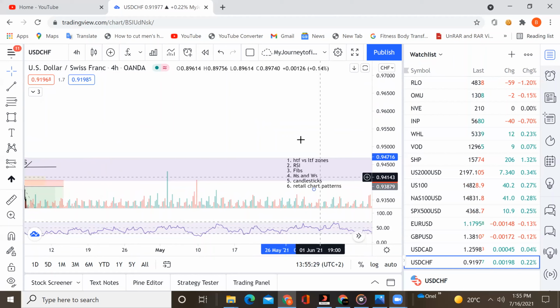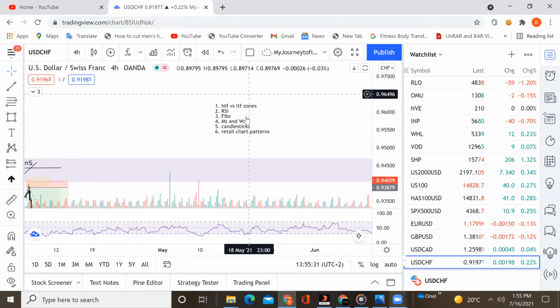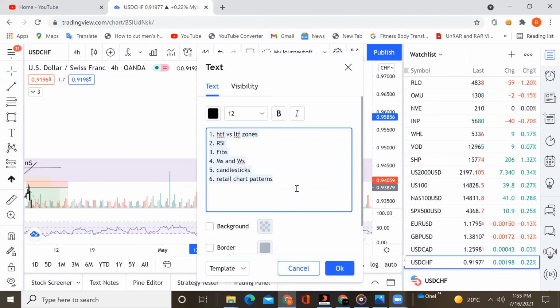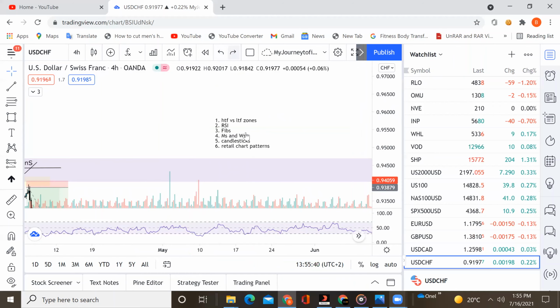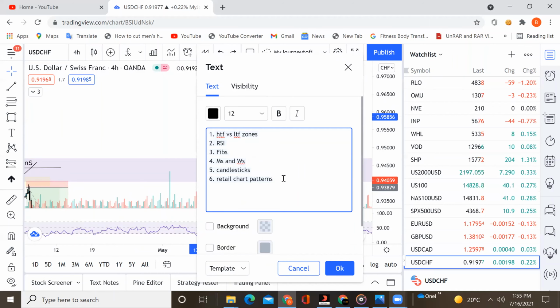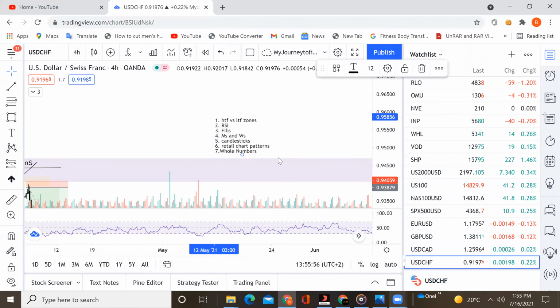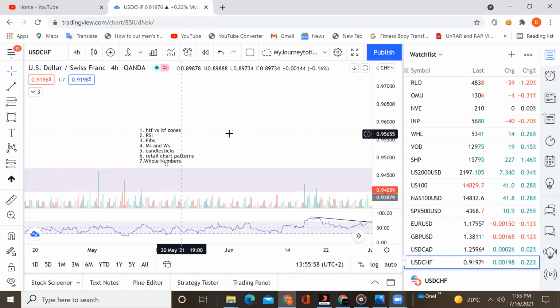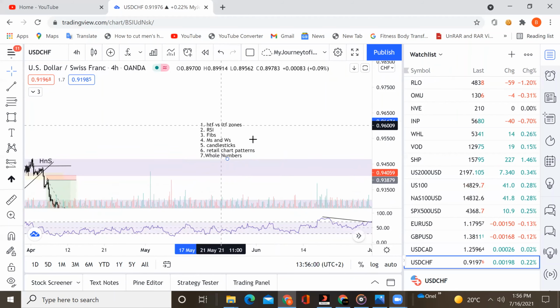So as you can see, please save this list because it's very good confirmation. Let's see if I can add anything else. Whole numbers are very powerful numbers. Price will usually retrace from these levels. So for now, for this video, we'll just cover these 7 confirmations.